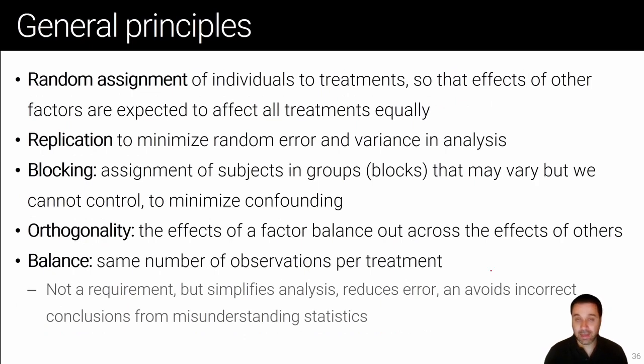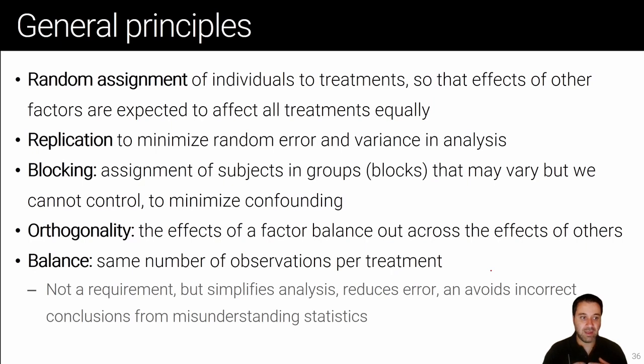And again, for these cases in which we need a resolution 3, 4, 5, etc., and depending on what factors we have, there are standard designs that follow general principles. Those principles are that we are randomly assigning individuals to treatments. So if we sample one member from the population, we randomly assign them which combination of these factors we are going to try on them. So the point is that the effect of the other factors is expected to affect all treatments equally.